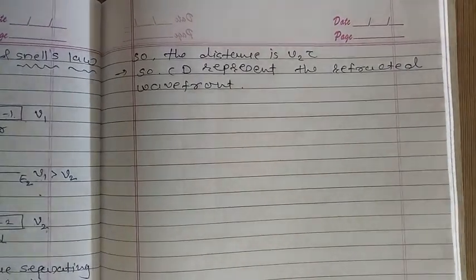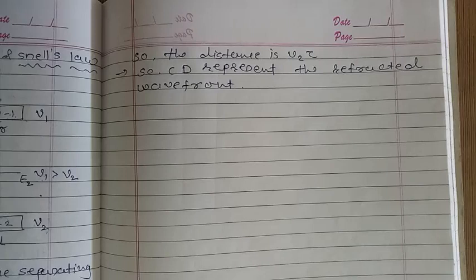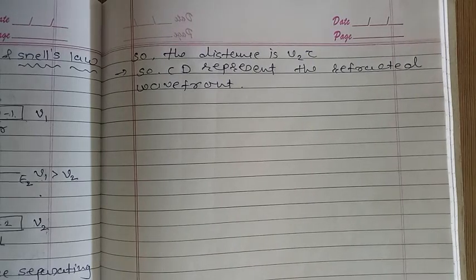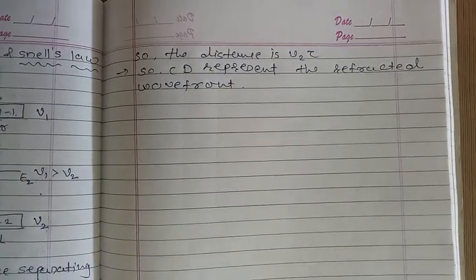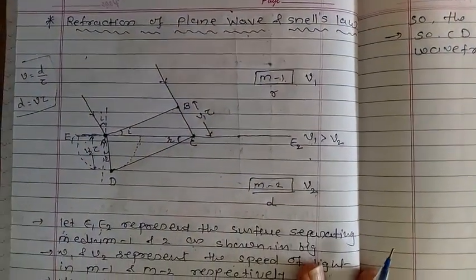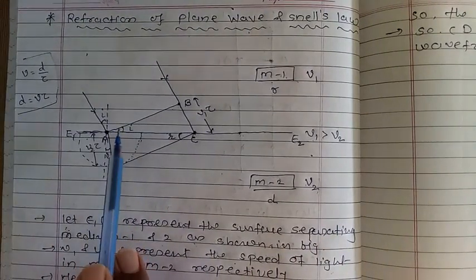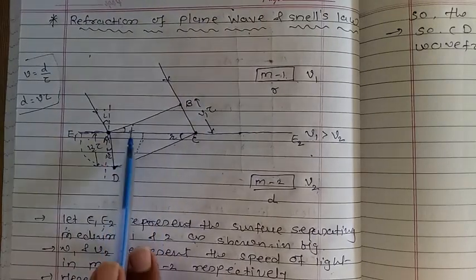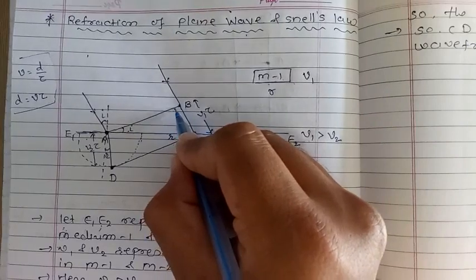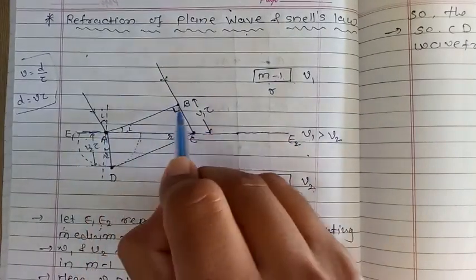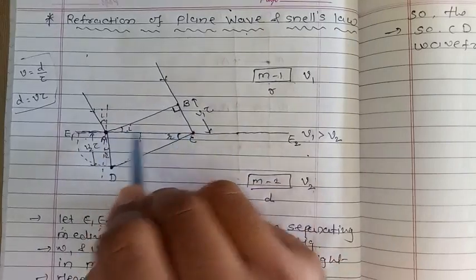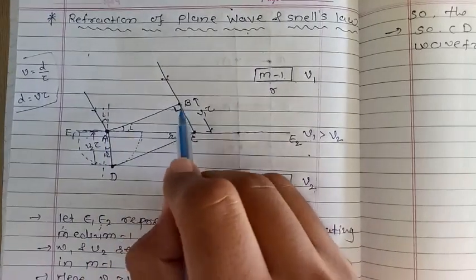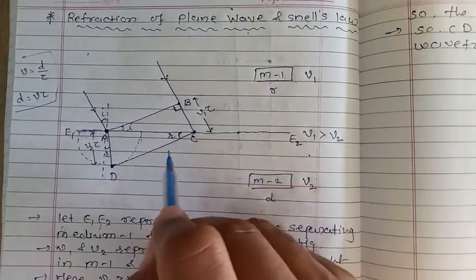Now we have to prove Snell's law. We know the equation n1 sin theta 1 is equal to n2 sin theta 2, right? Now, to prove Snell's law, see this figure. Theta 1 is the angle of incidence and theta 2 is the angle of refraction, right? So for theta 1, see the triangle ABC, right? In this triangle, we know the value of BC. BC is equal to V1 tau.